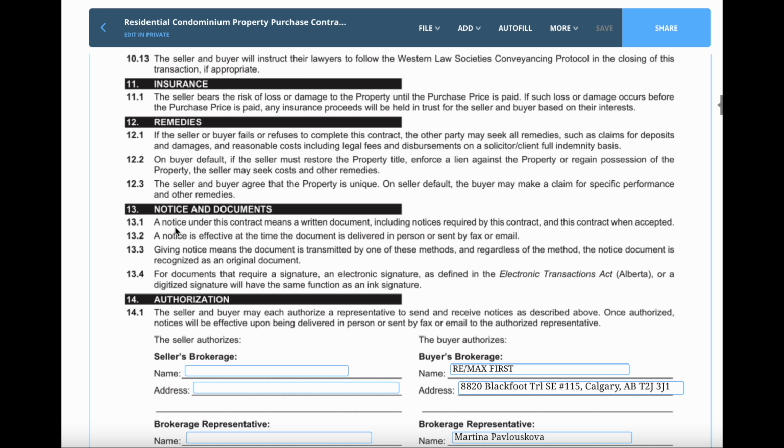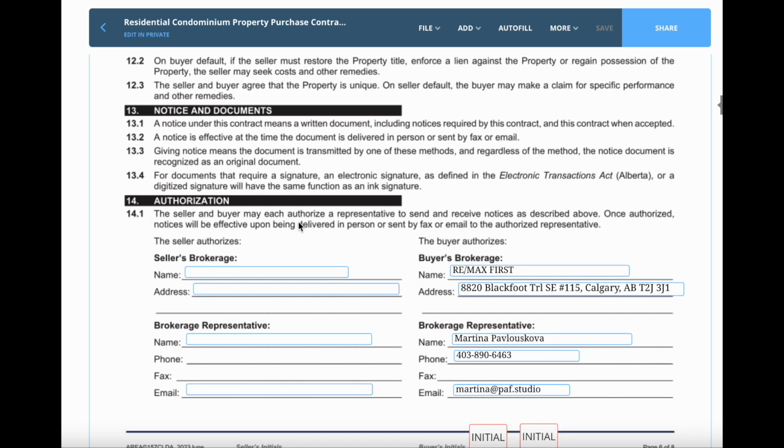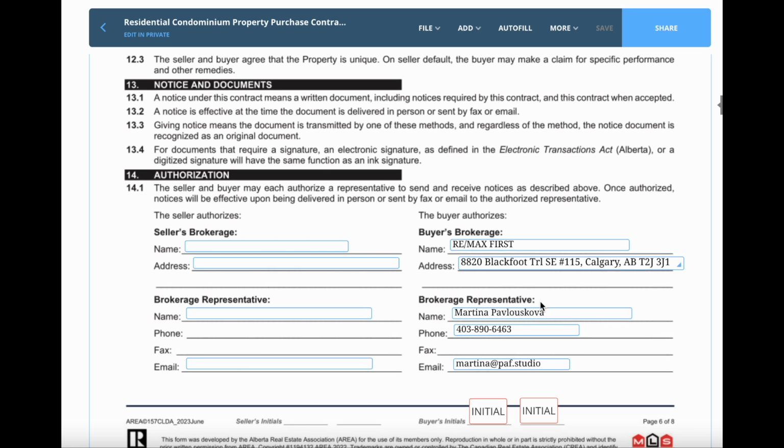Notices and documents. Notice under this contract means that this is a written document. This is just the formal side of things. So how we deliver these forms to each other, how we are accepting the electronic signatures. Giving notice means that the document is transmitted by one of these methods, and we usually confirm this by a phone call anyways. And so here we have the representation, so the seller's brokerage and then the buyer's brokerage.